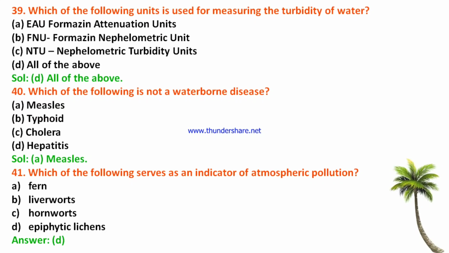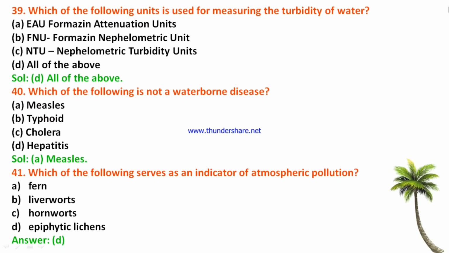Next, which of the following is not a waterborne disease? Measles, typhoid, cholera or hepatitis? And this is very easy. Measles are not the waterborne disease. Why? Because this disease is transferred by the virus. Next, typhoid, cholera and hepatitis, these are the bacterial diseases and these are also waterborne diseases. But measles is a viral disease, not a bacterial disease or not waterborne disease.